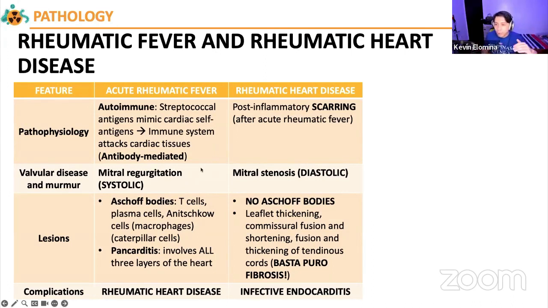Therefore, it will heal by fibrosis. And that is where rheumatic heart disease comes in, no? And because it's fibrotic, then you will have mitral stenosis naman. Okay? Mitral stenosis naman. And of course, since puro fibrosis ang nasa RHD, you don't see your Aschoff bodies. It's puro fibrosis. Now, what's the bad thing about having a rheumatic heart disease? You are predisposed to develop infective endocarditis, particularly the subacute, because you have a damaged heart valve.